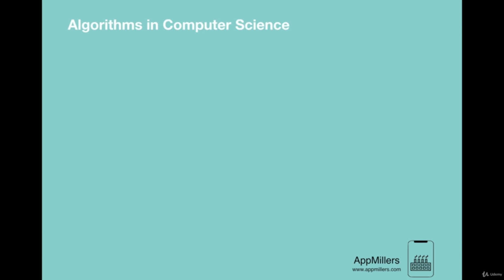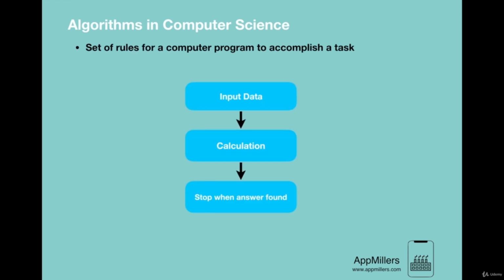In computer science, an algorithm is a set of rules for a computer program to accomplish a task. Learning about different types of algorithms and knowing when to apply them allows us to write time and memory efficient programs. Let's look at a few famous algorithms that are used by big companies.